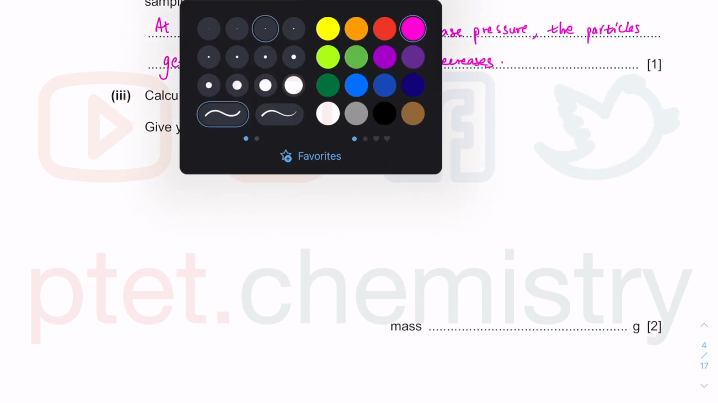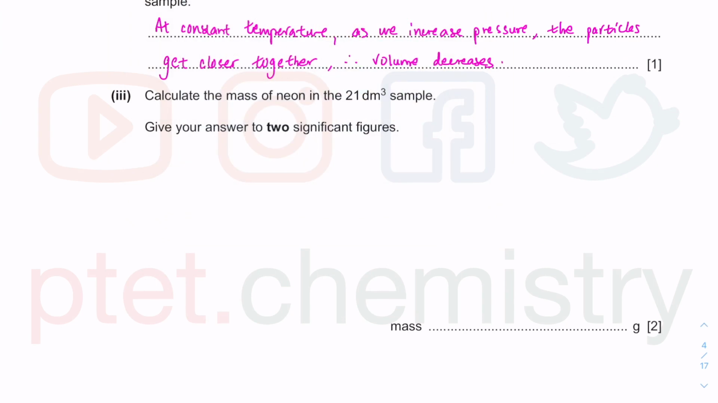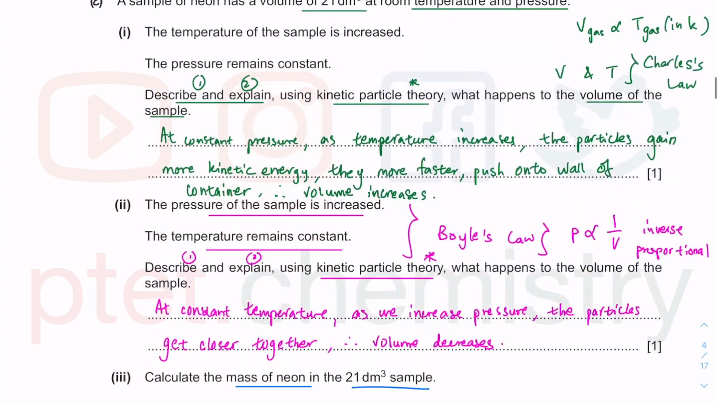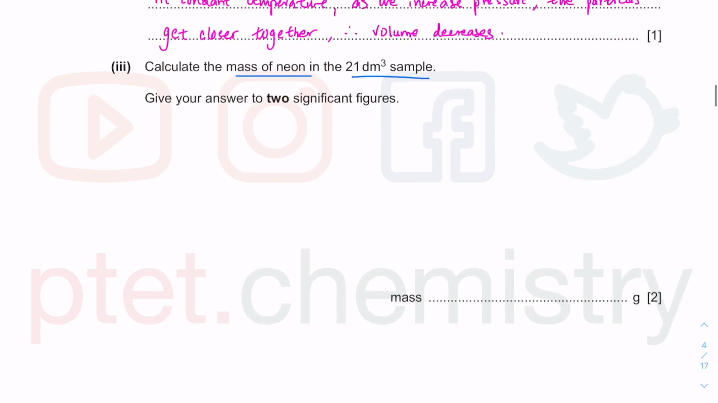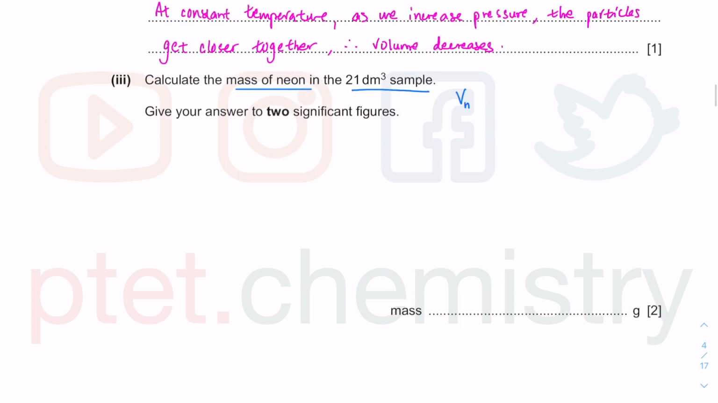The last bit of this question is kind of related to the mole calculation. This 21 dm cubed sample of this gas is at room temperature and pressure. If it is at room temperature and pressure, we can use the molar volume of gas, which is 24 dm cubed. That is the volume of any 1 mole of gas at room temperature and pressure, 25 degrees Celsius, 1 atmospheric pressure, 1 atm. Anyway, you want to find the answer to 2 significant figures.